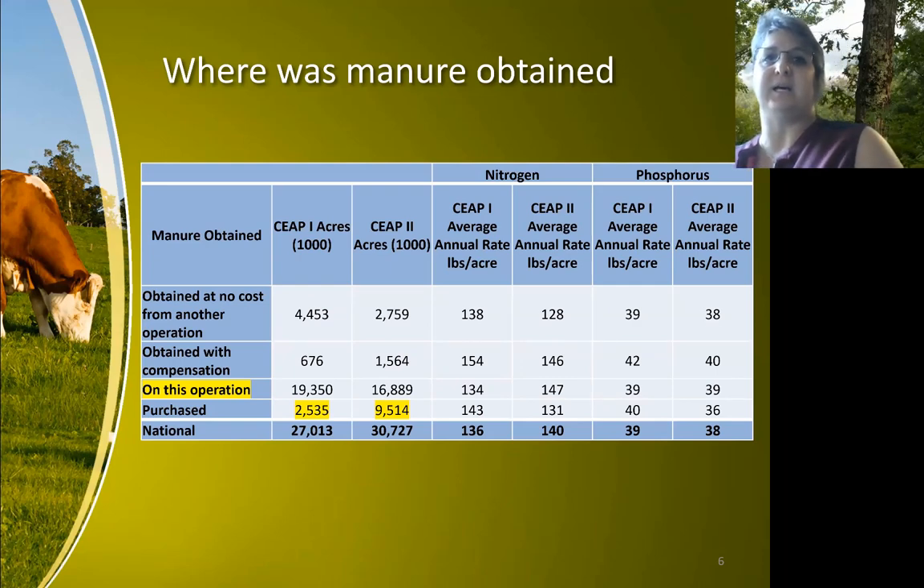And here again, Lee talked about where the manure is obtained and what those options are for the farmers to answer. Most of our farmers reported that they got their manure directly from their own operation. Interestingly, though, the number of acres where manure was purchased nearly quadrupled by C2. So that's showing that there is a market for manures and that producers have realized manures are worth paying for to get those added benefits from them.